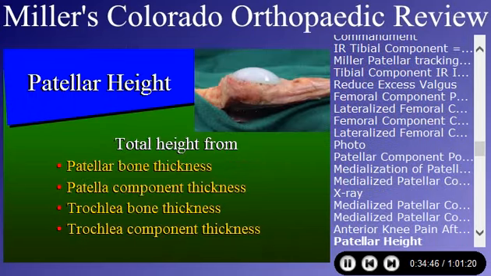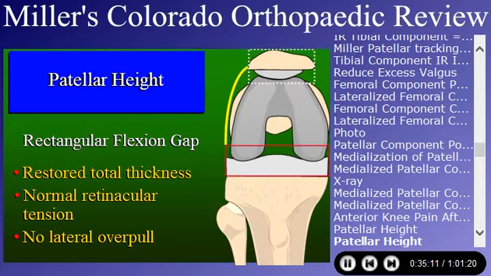One other thing we can talk about is patella height. If you overstuff the patella and make it too tight, then you stretch out the lateral retinaculum, and that causes lateral tilt of the patella. The total patella height is managed by the patella bone thickness, so if you don't cut enough, it's going to be too thick. Components come in certain sizes. If you choose one that's too thick, then you're going to overstuff it. If you don't cut enough of the trochlear bone on the lateral side flush with the femoral shaft, then you're going to overstuff it. And also, if you have a femoral component that's pretty thick, then you're going to overstuff it.